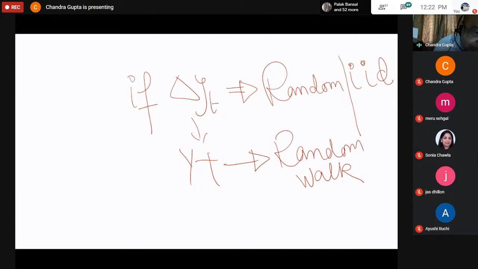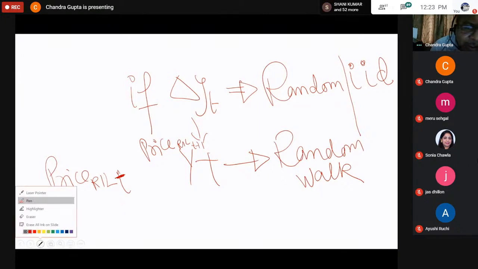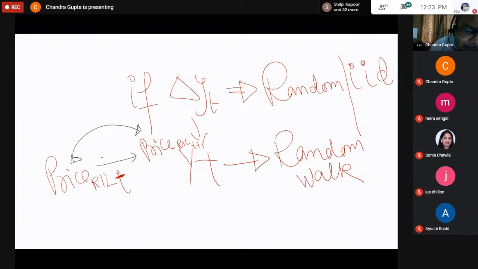So when we say prices, say for example, price of Reliance at period T and price of Reliance at period T plus 1, if they are independent, that means the change is independent. That means T is not predicting T plus 1. And that's what Sonia was trying to say, that past cannot predict the future.